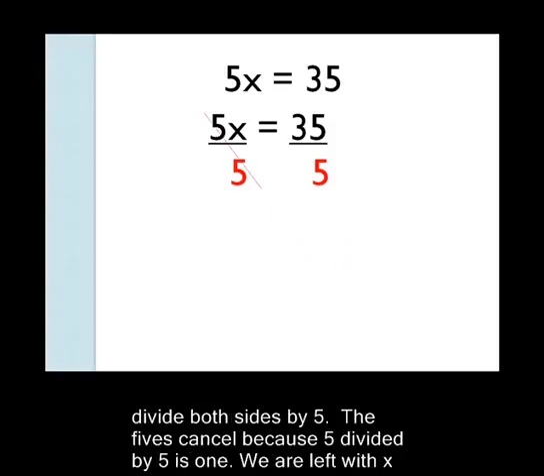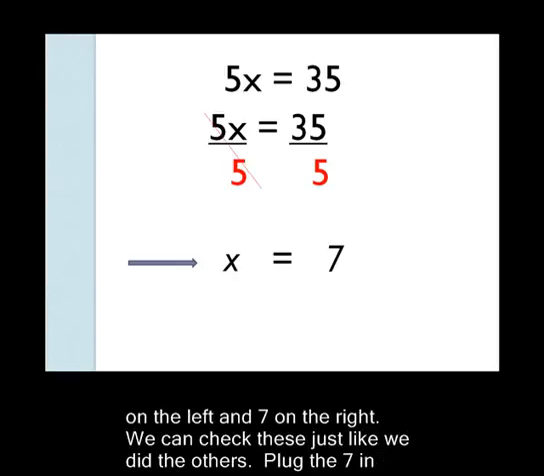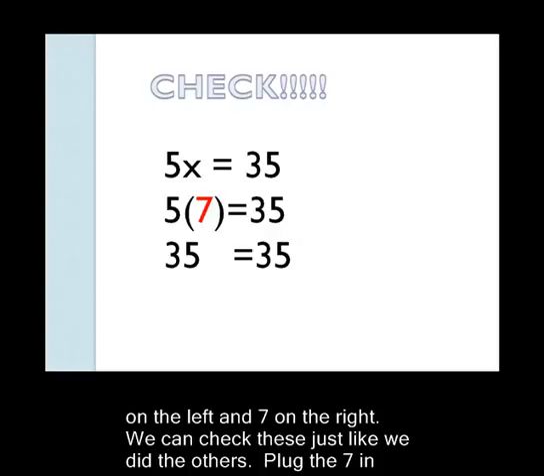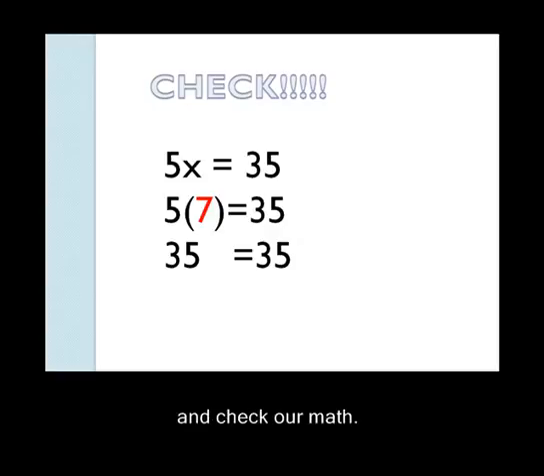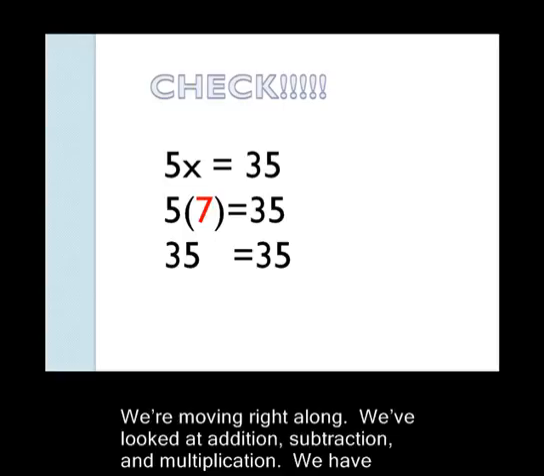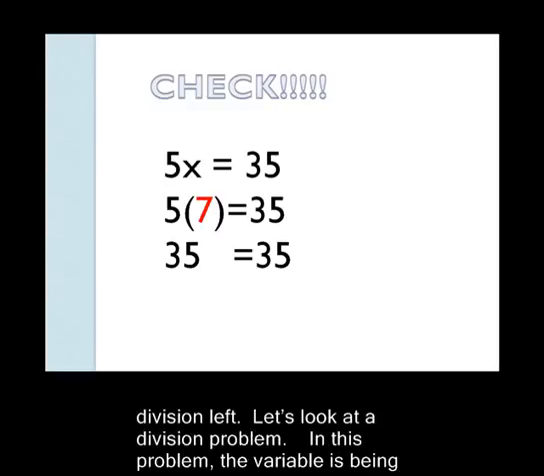The 5 cancels because 5 divided by 5 is 1. We are left with x on the left and 7 on the right. We can check these just like we did the others. Plug the 7 in and check the math. We're moving right along. We've looked at addition, subtraction, and multiplication. We have division left. Let's look at a division problem.